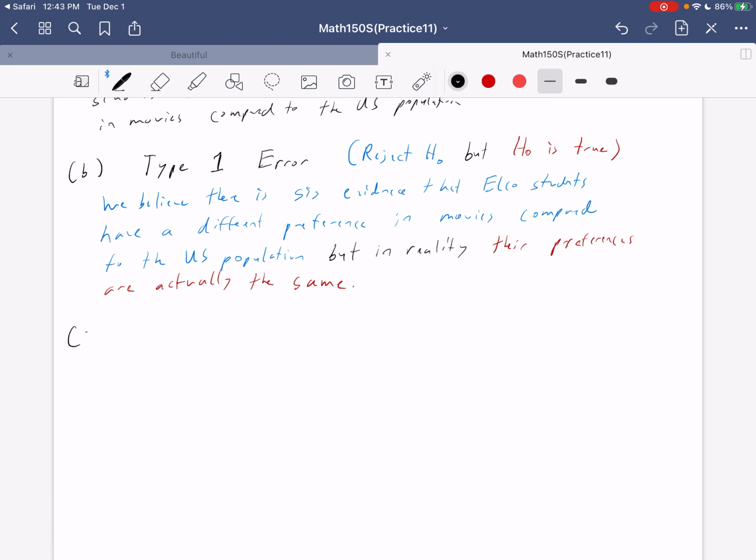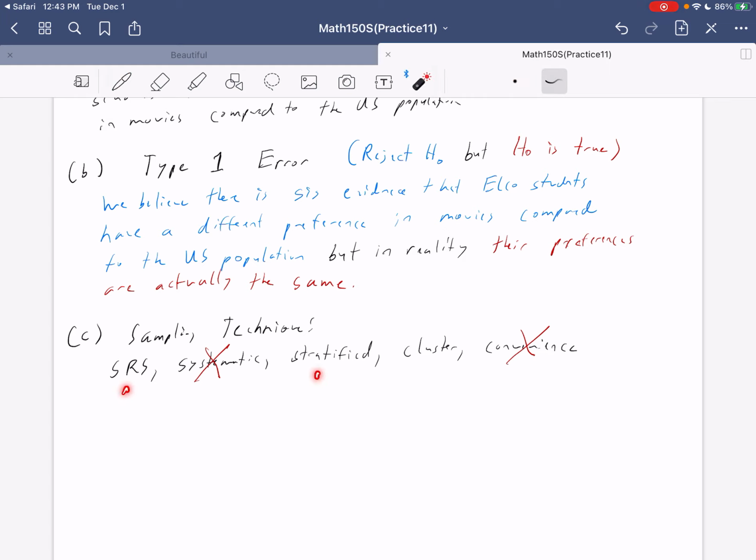Finally, for part C, we wanted to talk about the sampling technique used. So remember, for sampling technique, we really have 5 choices. We have SRS, systematic, stratified, cluster, and convenience. Now, we know that since we're performing statistical procedures, statistical inference, it's not going to be convenience because that's not a valid way of sampling. We also know that it used the word random in there, meaning that we weren't using a mathematical system for randomness. It actually was done randomly, so we know it's not systematic. So the question is between SRS, stratified, and cluster.